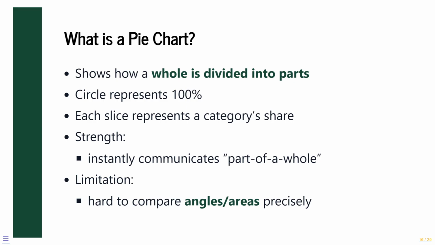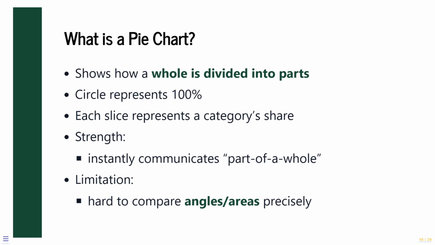Pie charts are widely recognized and easy to interpret at a glance. Their circular shape immediately signals a part-of-a-whole relationship, making them intuitive for audiences without formal statistical training. For this reason, pie charts are often used in presentations, reports, and media when the goal is to convey how a total is allocated across a small number of categories.